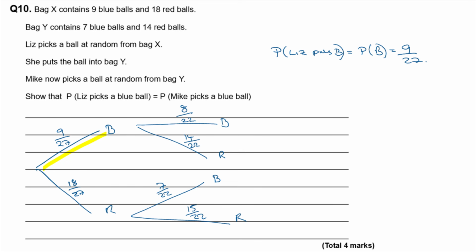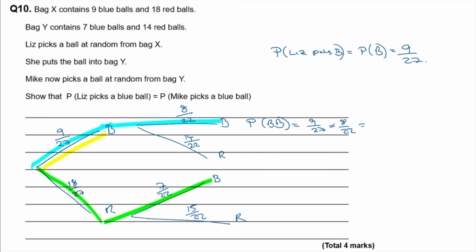Okay, now the probability that Mike picks blue. He could pick blue after Liz has picked blue, or he could pick blue after Liz picks red. He could do either of those two routes. So the probability of blue, that's 9 over 27 times 8 over 22. What's that?